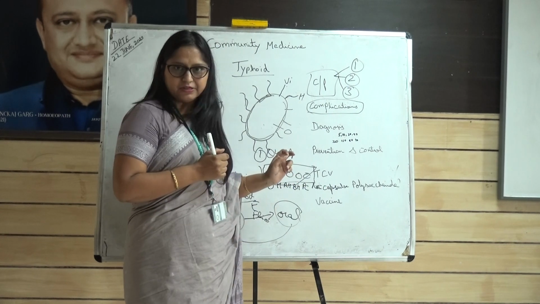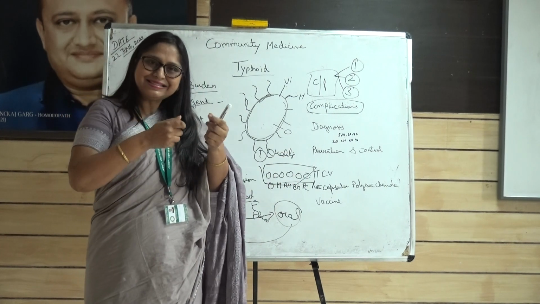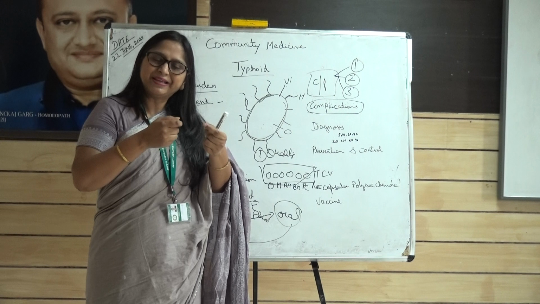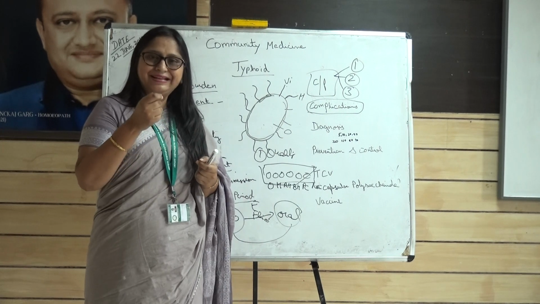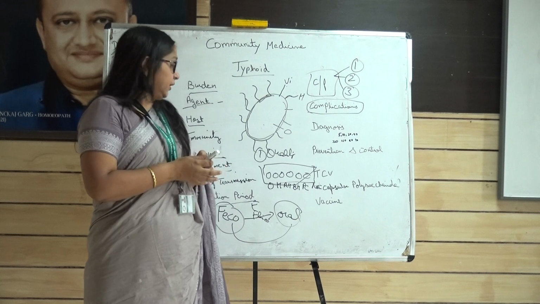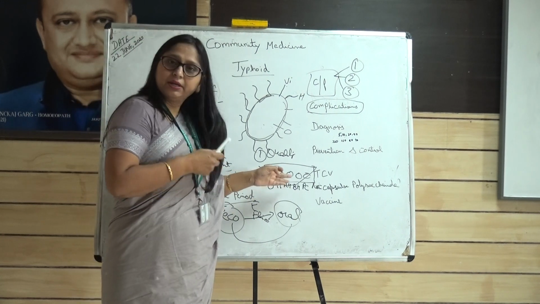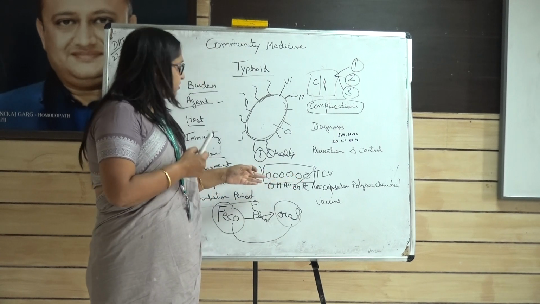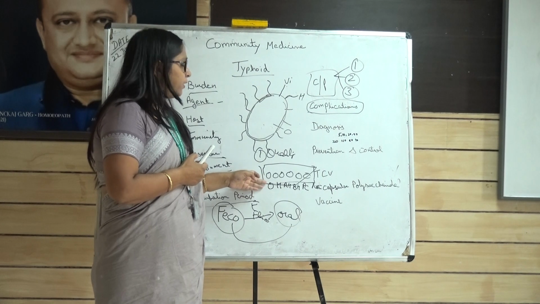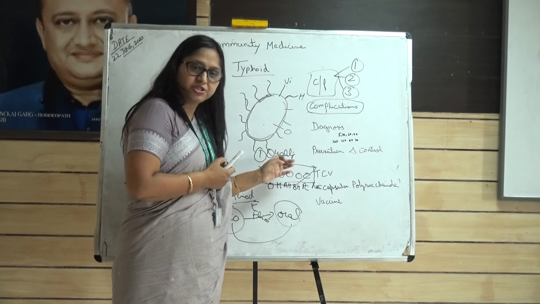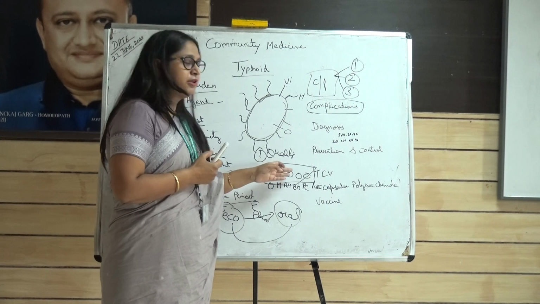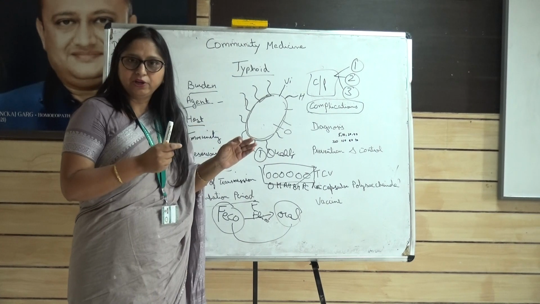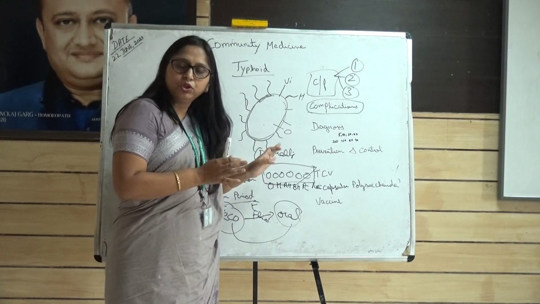Now we will mix these. We will rotate the slide gradually so that the reagents mix properly, and we will just wait and see for any agglutination. We will see the agglutination in positive control also. Suppose if we see agglutination in O, there will also be agglutination in positive control. If we see it in H, there will also be agglutination in positive control. And if there is no agglutination, then there will be no positive control.